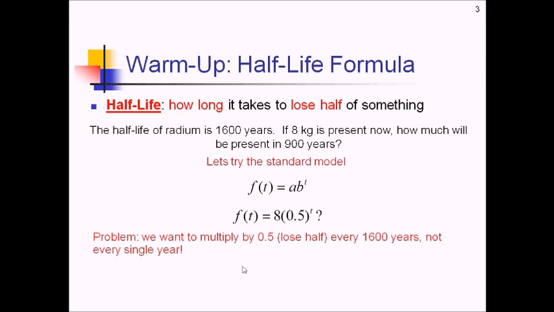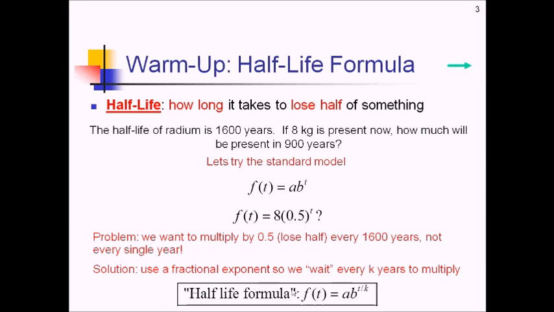The solution to this is we're going to use a fractional exponent so that we wait every k years to multiply by whatever this growth factor is. So here's what that looks like as a general formula, and I refer to this as the half-life formula. However, we can use it for more than just half-life, as we'll see later on. But the basic idea is you still have a, you still have your growth factor b, but this time, instead of just having t for an exponent, you have t over k.